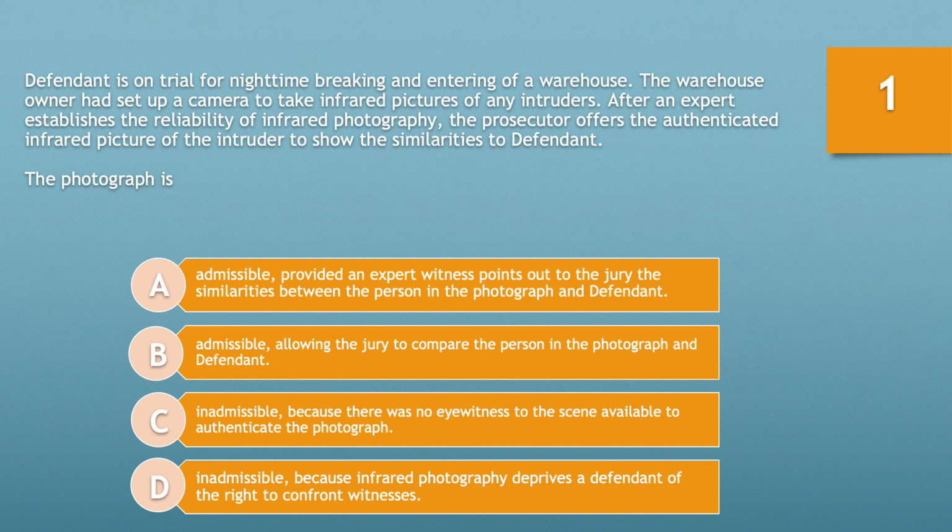The photograph is A. Admissible, provided an expert witness points out to the jury the similarities between the person in the photograph and the defendant. B. Admissible, allowing the jury to compare the person in the photograph and the defendant. C. Inadmissible, because there was no eyewitness to the scene available to authenticate the photograph. Or D. Inadmissible, because infrared photography deprives the defendant of the right to confront their witness. Take 10 seconds.